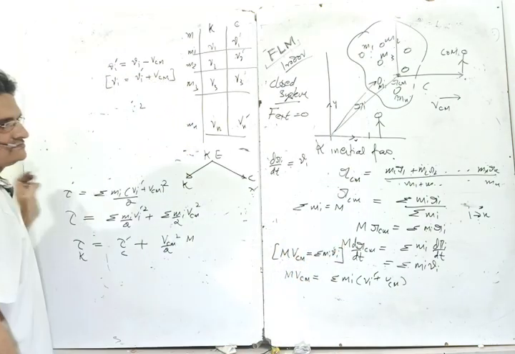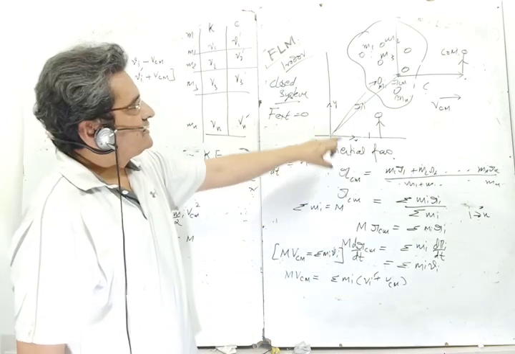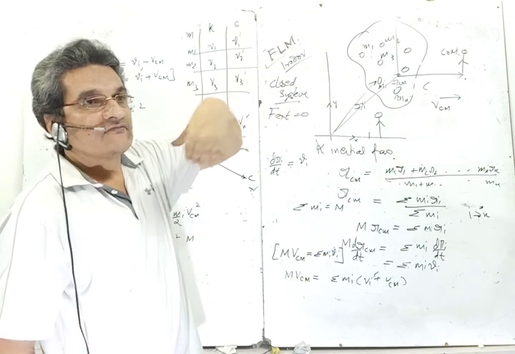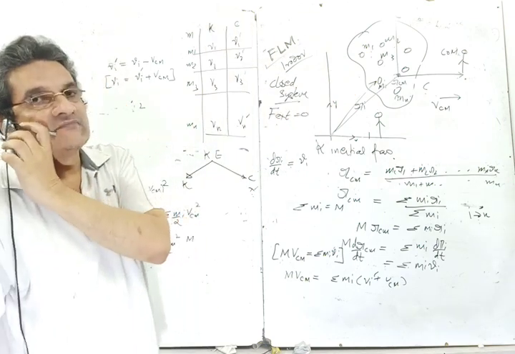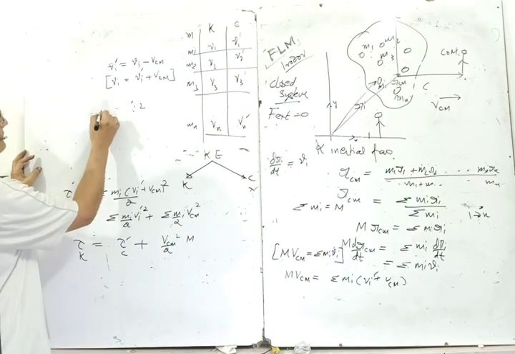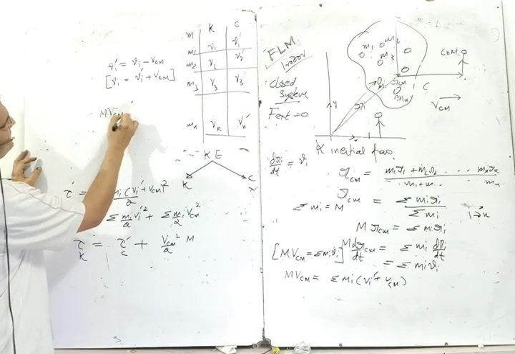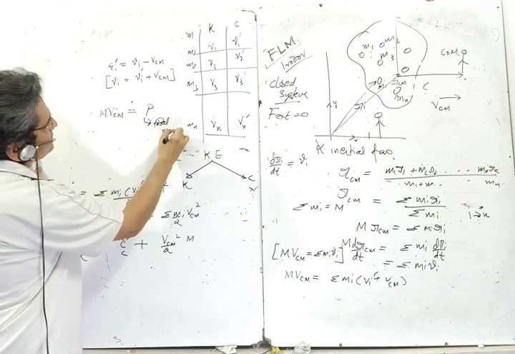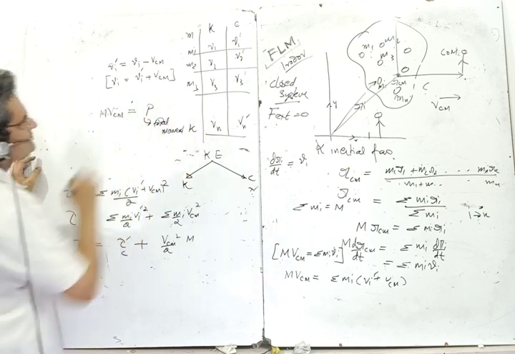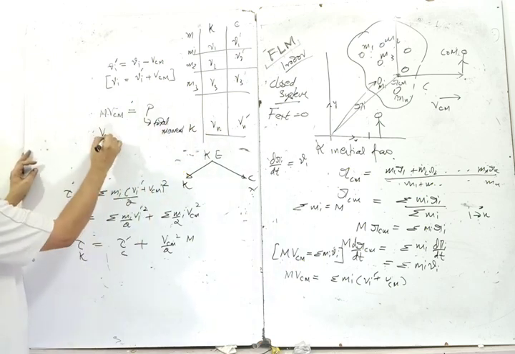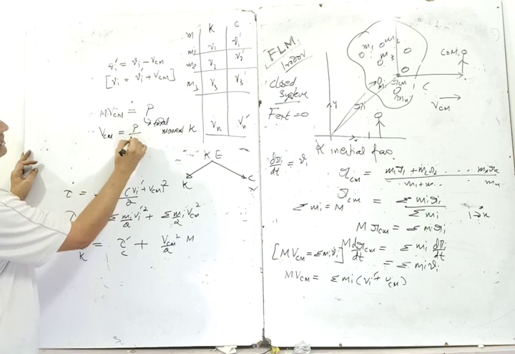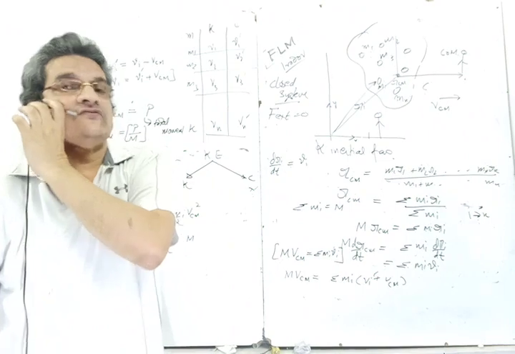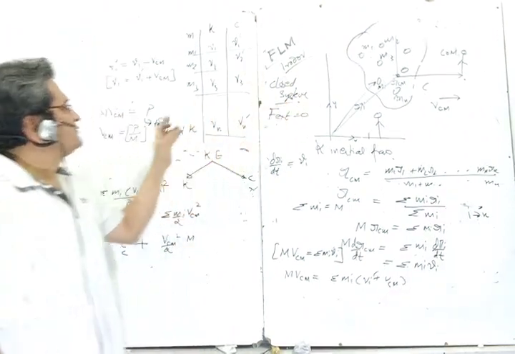V center of mass is sum of mi vi, which is the momentum. Momentum of the system of particles in K frame, and there is no external force acting on it. So momentum in K frame remains constant. So m vcm is nothing but the total momentum in K frame. So V center of mass is total momentum in K frame upon m, and this P always remains constant in these problems until you have external force. If there is external force, then P will not be constant.